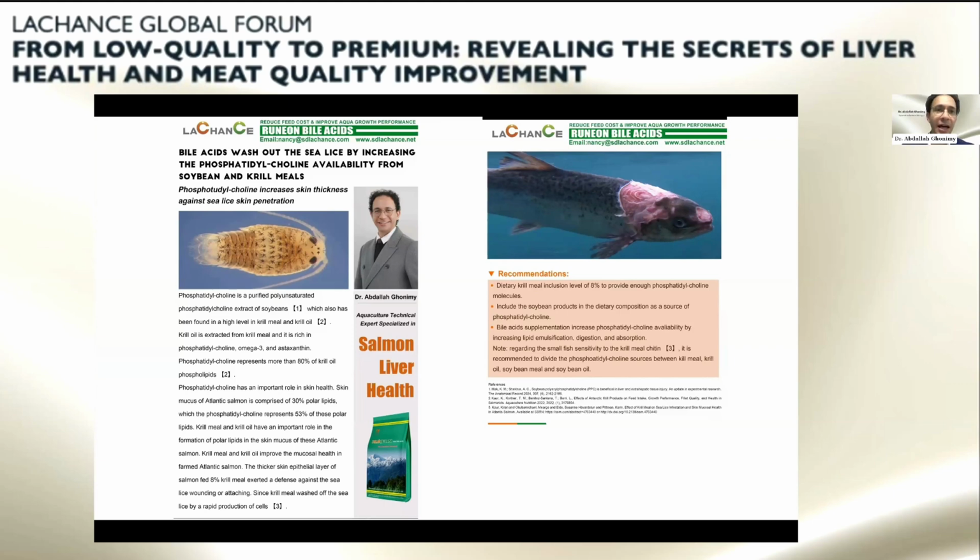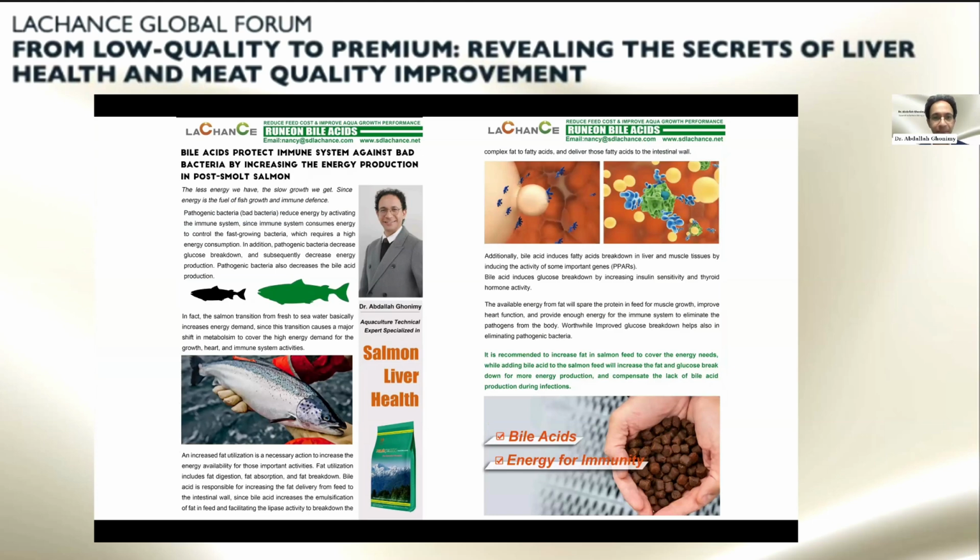Another point is how the immune system is supported by bile acid application in the salmon diet. Immune system means high activity, which means it needs energy. In this case, the bile acid promotes energy production and subsequently provides enough energy for the immune system to defend the body, instead of taking this energy from the body, and then the salmon growth would be lower. So in this case, we not only promote energy production for salmon growth, but also for the immune activity to defend the salmon and decrease the mortality rate.